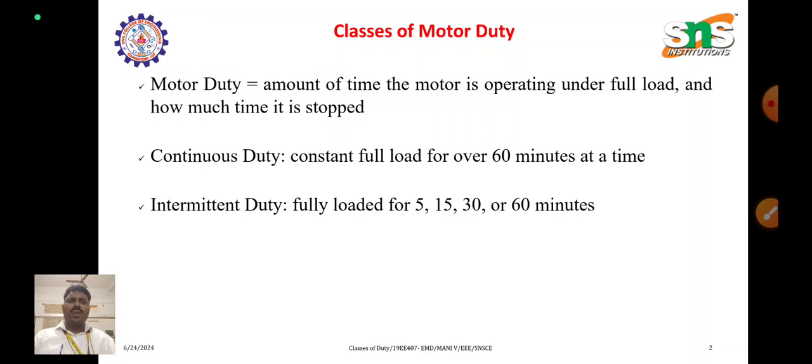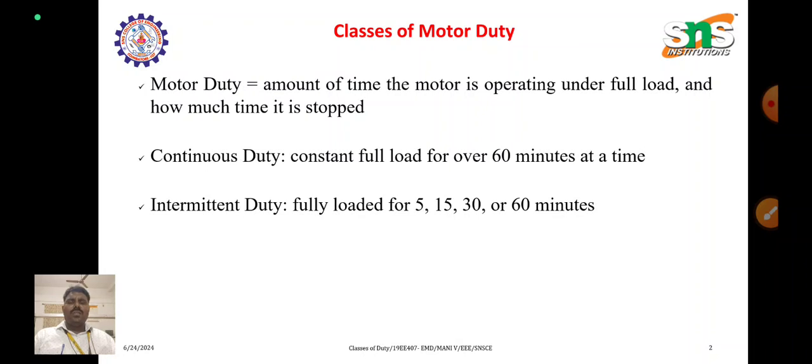So what is meant by motor duty? The motor duty is nothing but the amount of time the motor is operating under full load and how much time it is stopped. That is, the duration of operating at full load and the time duration it is stopped, in rest position. This is called motor duty. For example, in 24 hours the motor is operating for 10 hours and the remaining 14 hours in stopped condition.